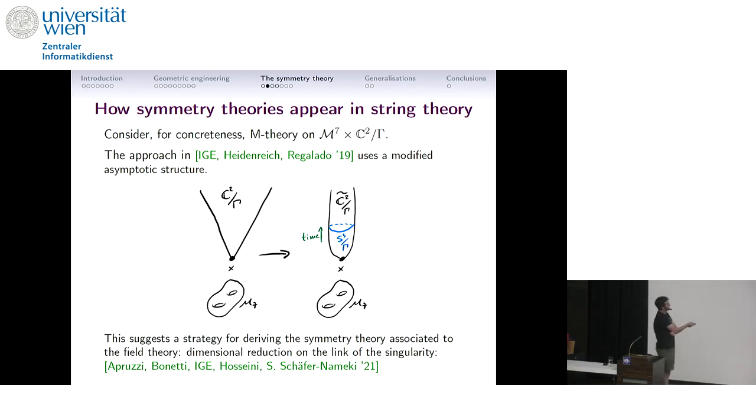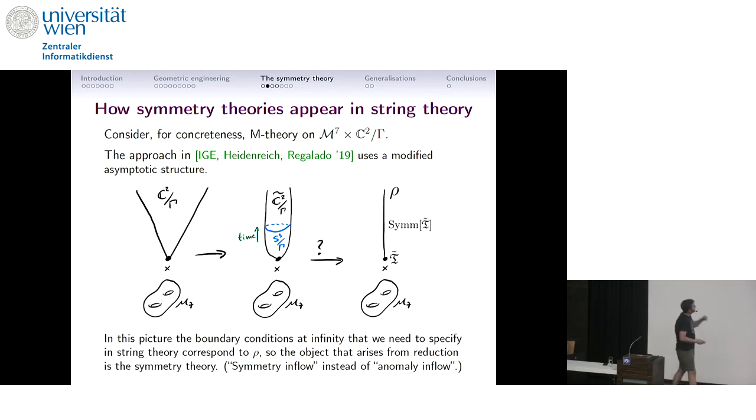So this suggests a strategy. When you look at this picture, if you want to go from this picture to a theory in 1 dimension higher, and not 4 dimensions higher, well, there's an obvious thing that you can try, which is integrating over the base, S3 mod gamma, to get something 1 dimension higher. So this is what we did in the paper here with Fabio, Federico, Sagar, and Sakura. And it was to do the integration over the base, basically.